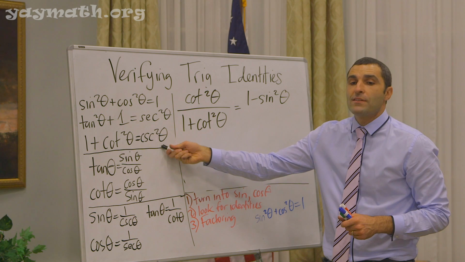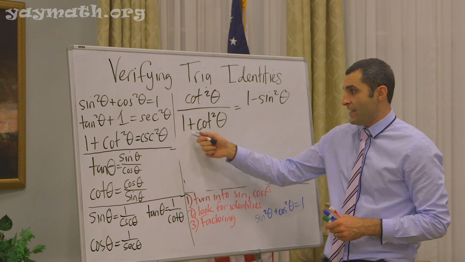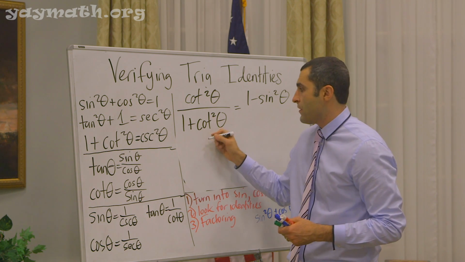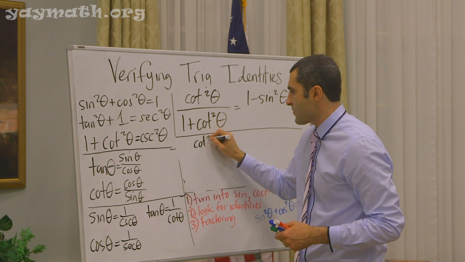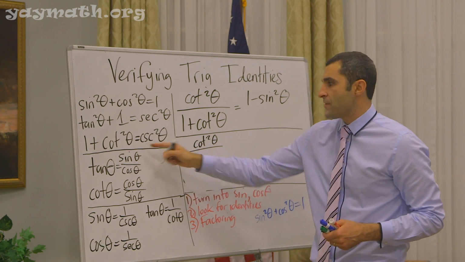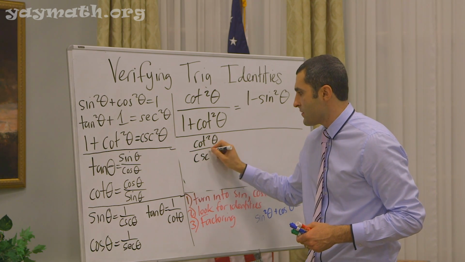Cosecant squared. Bravo. Let's do that one. I see it too. So we have cotangent squared over, as you said, cosecant squared.